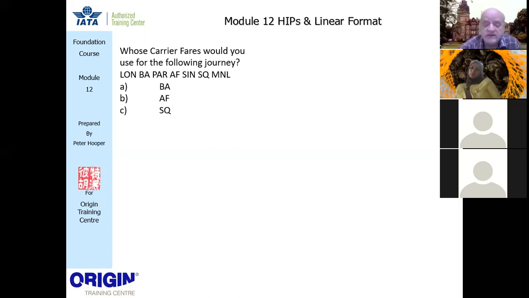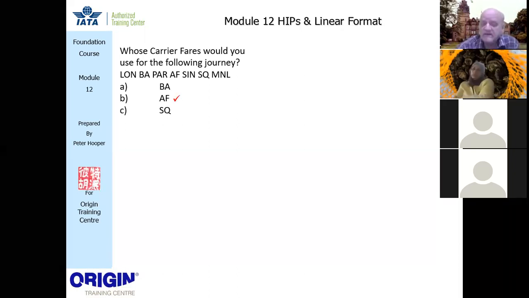So London is area 2. Paris, 2. Singapore, 3. Manila, 3. So I am changing area from 2 to 3. Do you agree? Yes. Right. Paris is the carrier, Air France, and that's whose fares I would use.